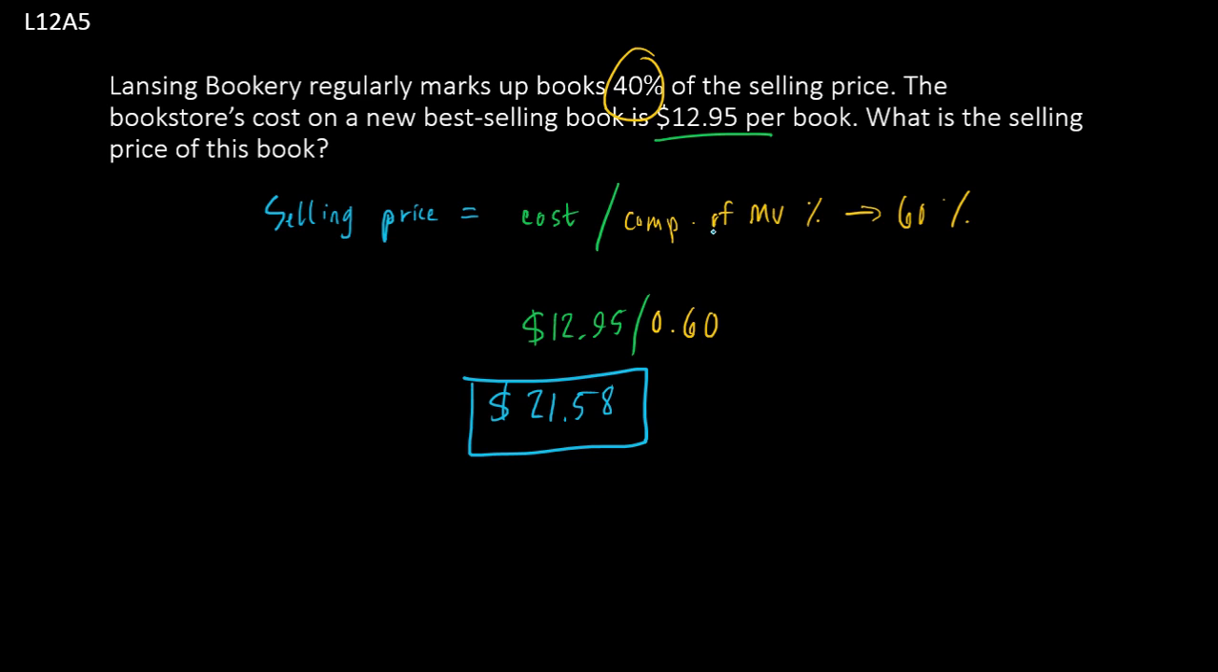So again, the key is to recognize that we need to find the complement, and then remember to convert it to a decimal. Also be careful with this. Don't just assume going forward that every problem is going to require you to find the complement. Use reason, use common sense to figure out when the complement is needed.